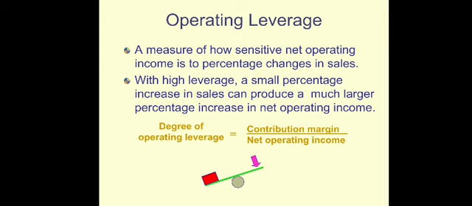So the operating leverage is a measure of how sensitive net operating income or net profit is to the percentage changes in sales. With high leverage, a small percentage increase in sales can produce a large percentage increase in net profit. Okay, so the formula to calculate the degree of operating leverage is contribution margin divided by the net operating income. So you have to remember many formulas in this topic.